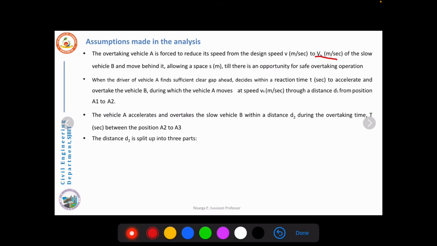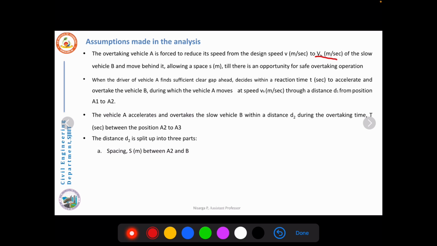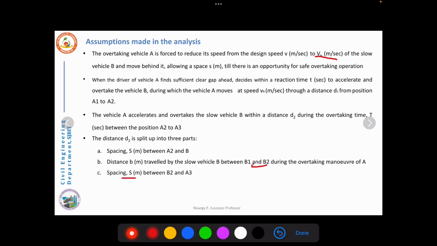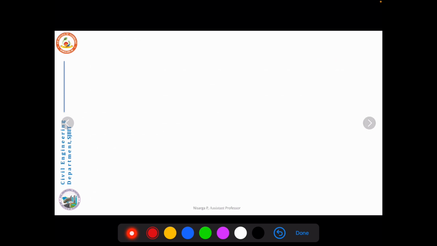The distance D2, the overtaking distance, is split up into three parts, that is the spacing S between A2 and B as we saw in the previous slide, distance B meters, that's the distance traveled by the slow moving vehicle between B1 to B2 during the overtaking operation, and spacing S after the overtaking operation, that's the space maintained between the slow moving and fast moving vehicle at the positions B2 and A3 respectively. And the last assumption is during the overtaking operation, the vehicle C, which is coming from the opposite direction, also travels a certain distance D3 from the position C1 to C2.